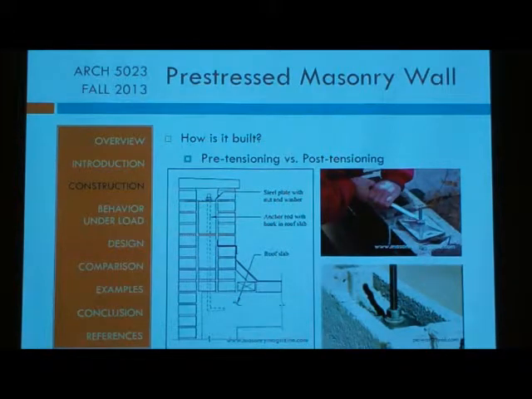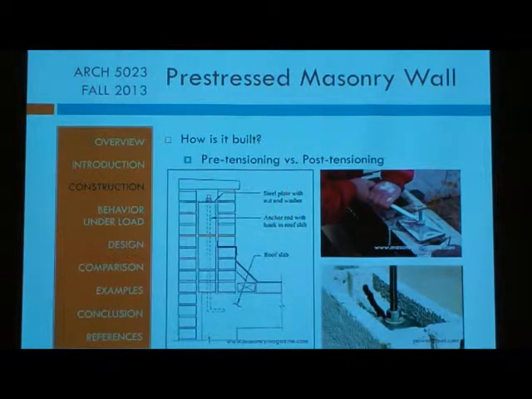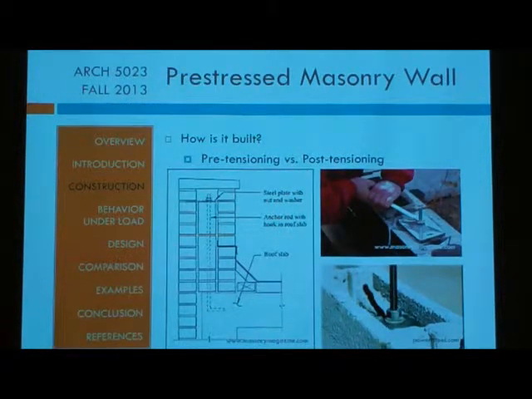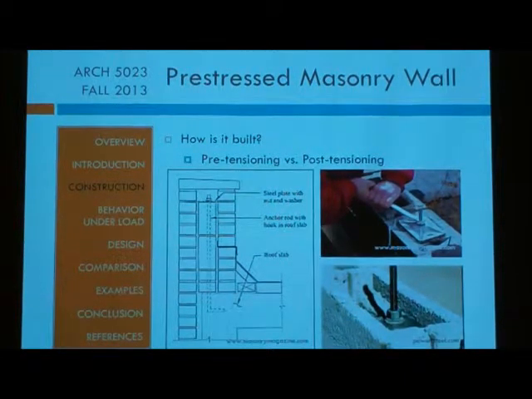Now, what is pre-tensioning and post-tensioning? Well, pre-tensioning is whenever you first stretch the tendons or the bars, and then you build around them. That's what we usually do for precast concrete or regular prestress concrete.